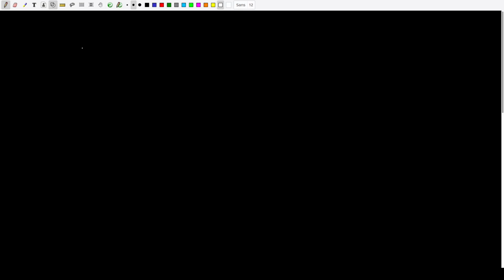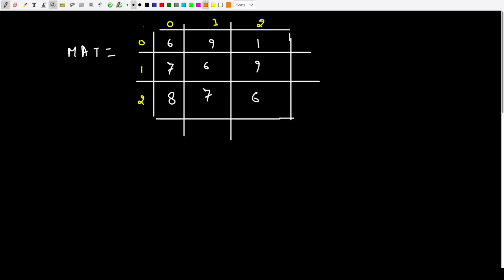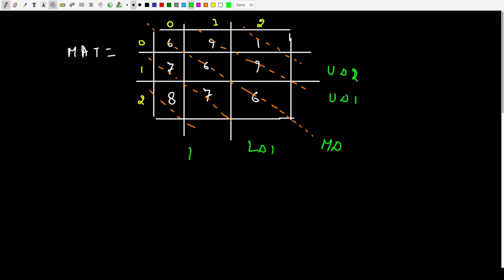So in order to discuss the solution of this problem, let us take an example. So let us say this is the matrix which is given to us, and if we see the diagonal, this diagonal has the same elements. Similarly, all the diagonals have the same element. Now let us go ahead and mark each of these diagonals. So let us say this is my middle diagonal, this is my upper diagonal number 1, and this is upper diagonal number 2. Similarly, this is my lower diagonal 1, and this is my lower diagonal 2.